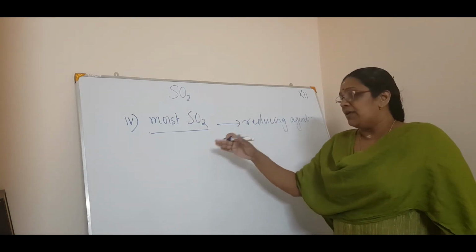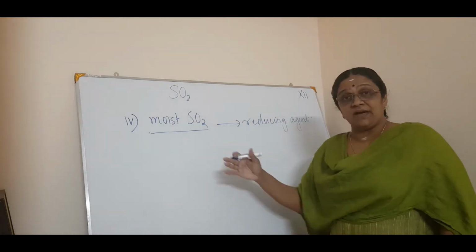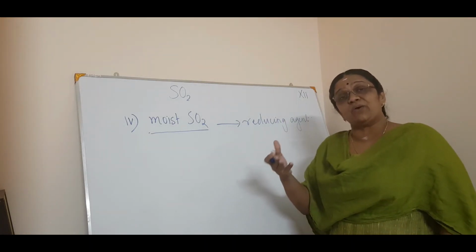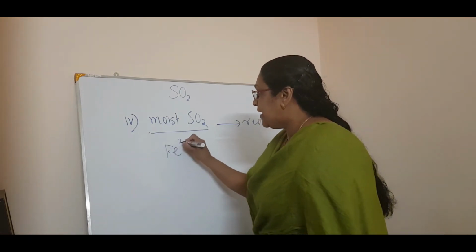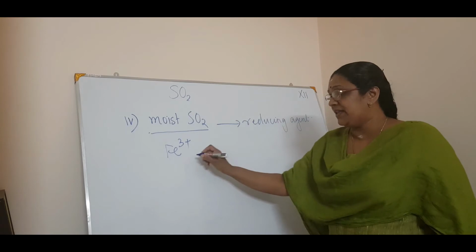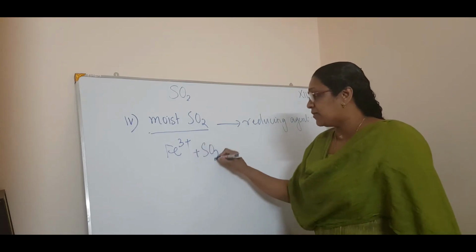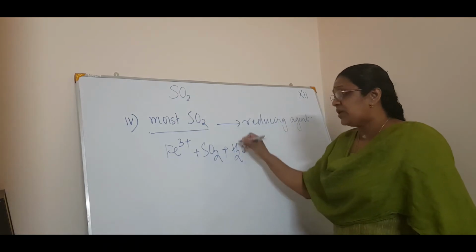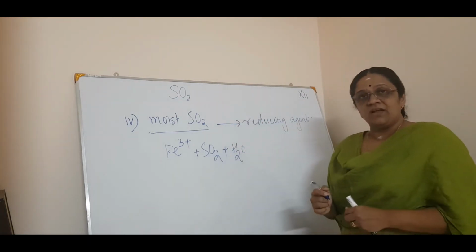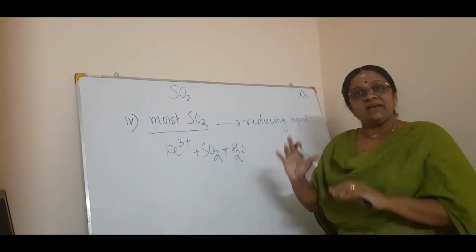That means what? For example, a question can be asked: write an equation to show that sulfur dioxide is a powerful reducing agent. So it will reduce Fe3+ plus sulfur dioxide, and you said moist, right? So you have to write water. So like this you have to connect it. Always through connections only you can remember.